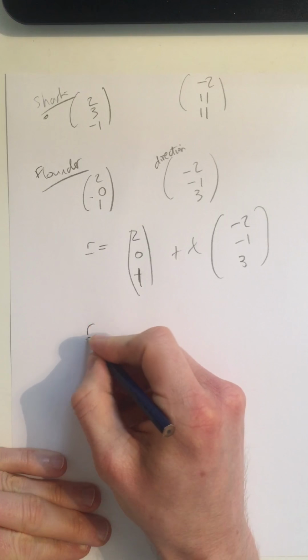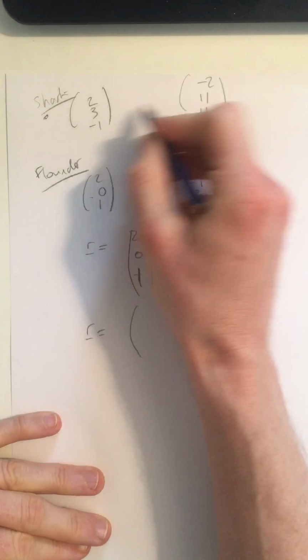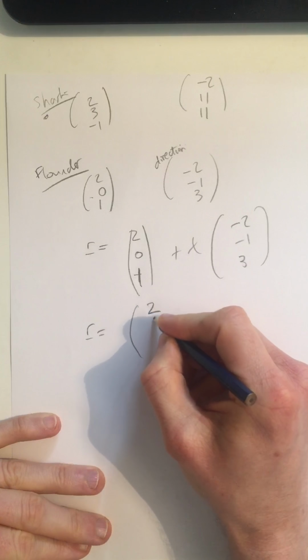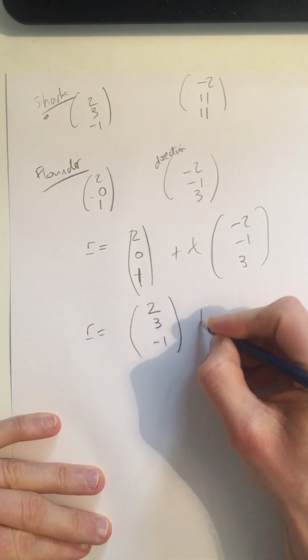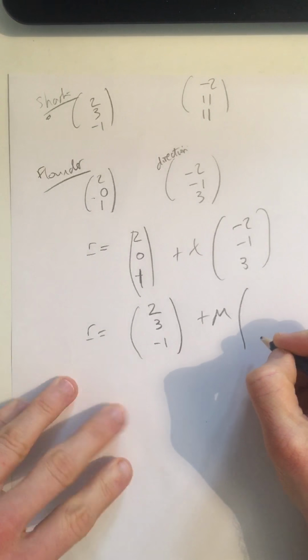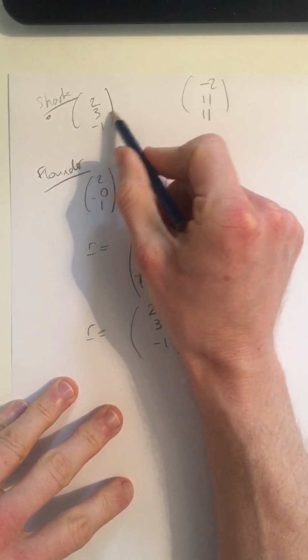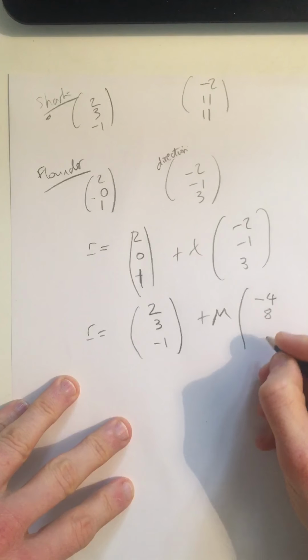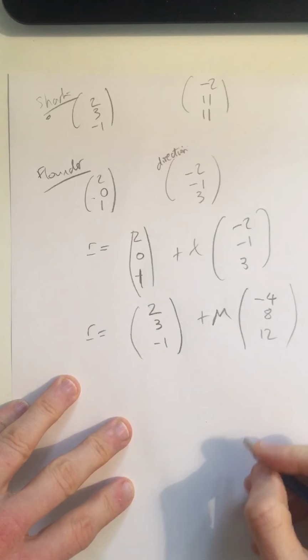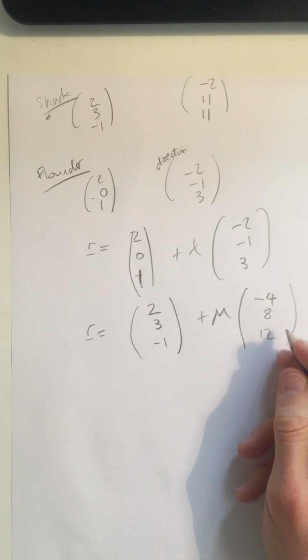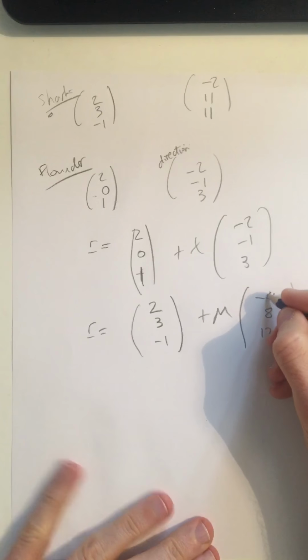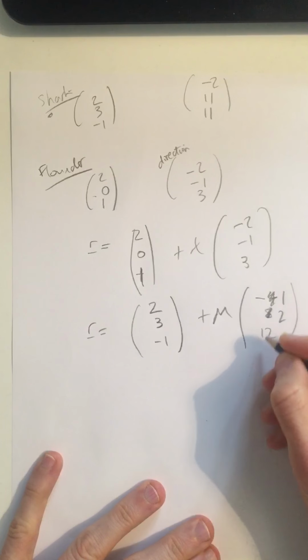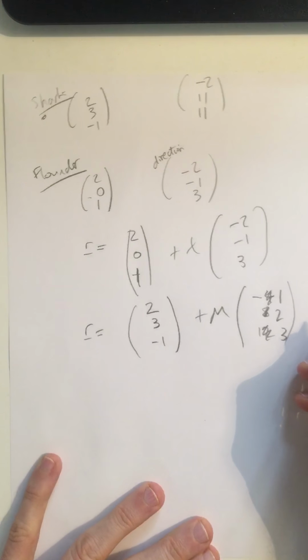For the shark, it's going to be, pick one of these 2 points, either one, doesn't matter, plus mu. Now the direction the shark's travelling in will be the difference between these. So that will be (-4, 8, 12), which we could simplify a little bit. We could divide all of those by 4, and that'd be the same as (1, 2, 3), like that.